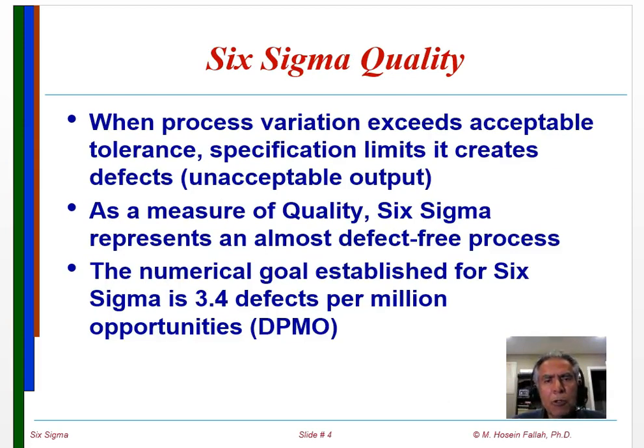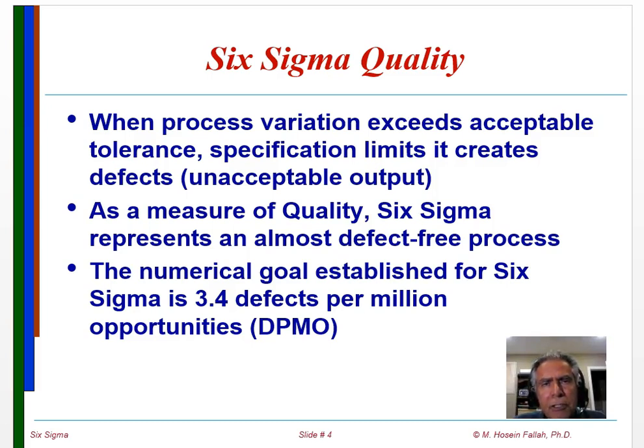So what is Six Sigma quality? Every process has some inherent variation. When the variation of the process exceeds its allowable tolerance, whether it is required by design or specified by the customer, then the output of the process is unacceptable. It could be rejected, it could be scrapped, or it could be reworked to make it acceptable. So as a measure of quality, Six Sigma represents a defect-free process. In other words, we're reducing the variation of the process to the extent that all its outputs are acceptable.